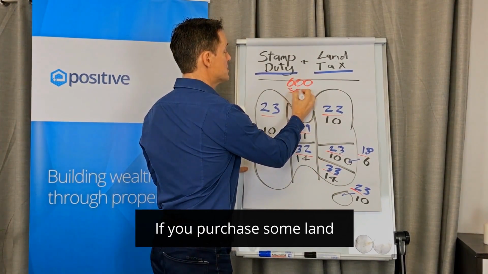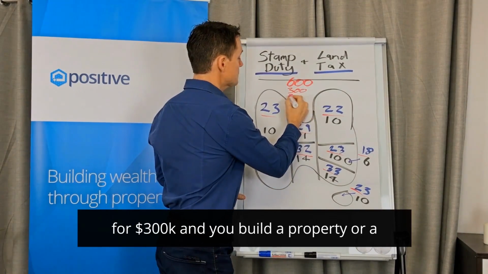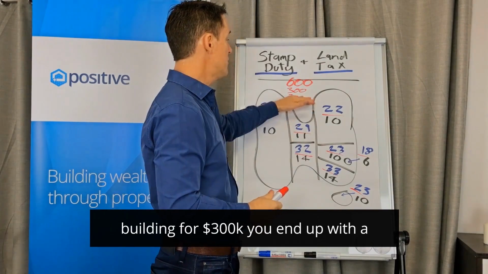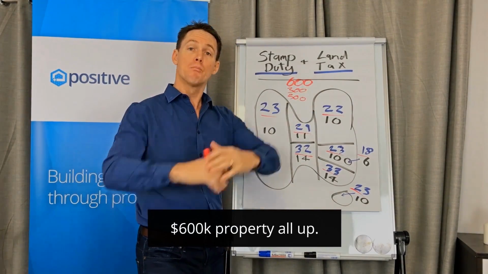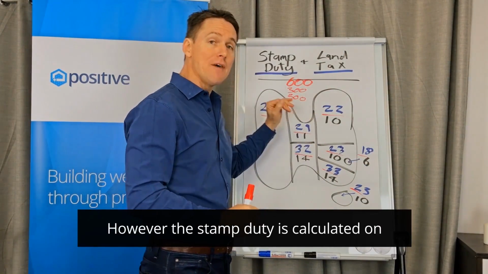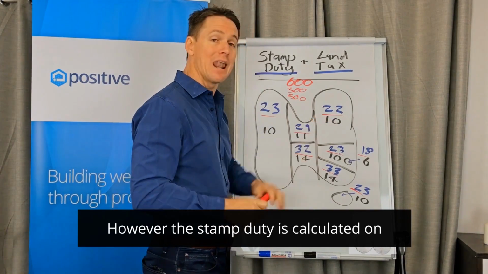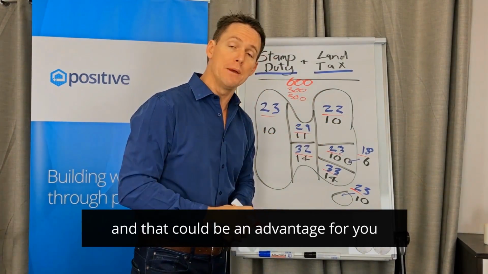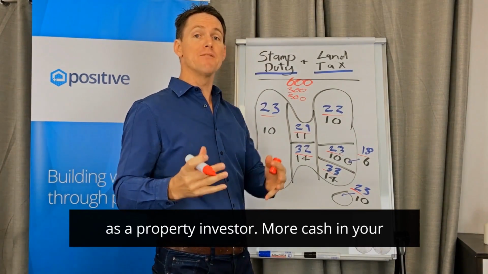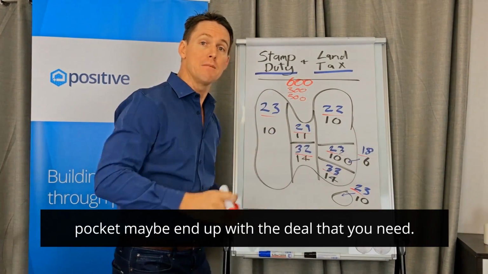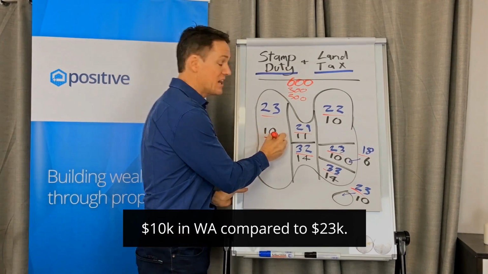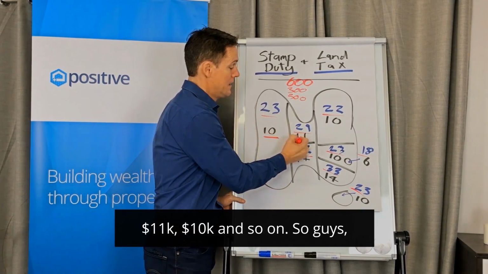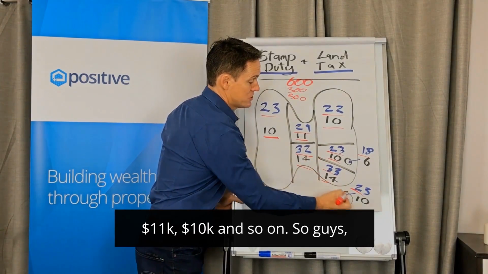If you purchase some land for $300,000 and you build a property for $300,000, you end up with a $600,000 property all up. However, the stamp duty is calculated on the land portion, not the whole building, and that could be an advantage for you as a property investor. More cash in your pocket, maybe ending up with the deal that you need. It's 10 grand in WA compared to 23, a $13,000 saving, and so on.